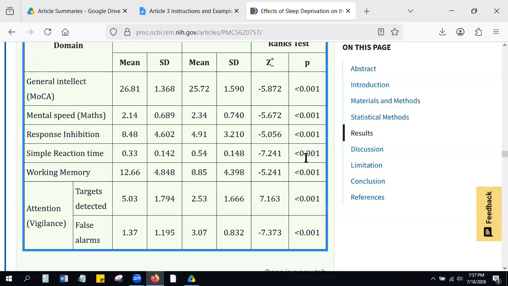Now, at this moment, I have no idea what this study's about. I can see mental speed, I can see response, working memory, I can see different variables there. By those being there and the p-values being over here, it's letting us know that each of those things either were or were not significant.